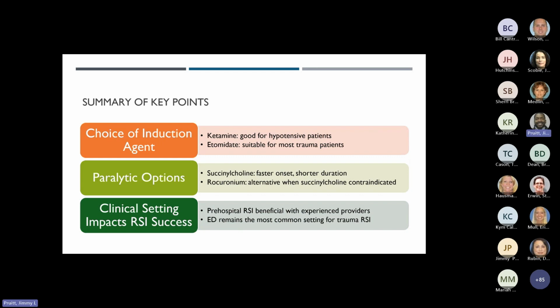Just to summarize a lot of this, for the choice of induction agent, ketamine is going to be good for some of your hypotensive patients, but only if they have catecholamines. Etomidate is going to be suitable for almost everyone, whether it's trauma or not. From a paralytic standpoint, succinylcholine has a faster onset and shorter duration, and rocuronium can be an alternative when patients have a contraindication to succinylcholine, or if you feel rocuronium is the best agent when using a high dose. And pre-hospital RSI is beneficial with experienced providers, while the ED remains the most common setting for trauma RSI.